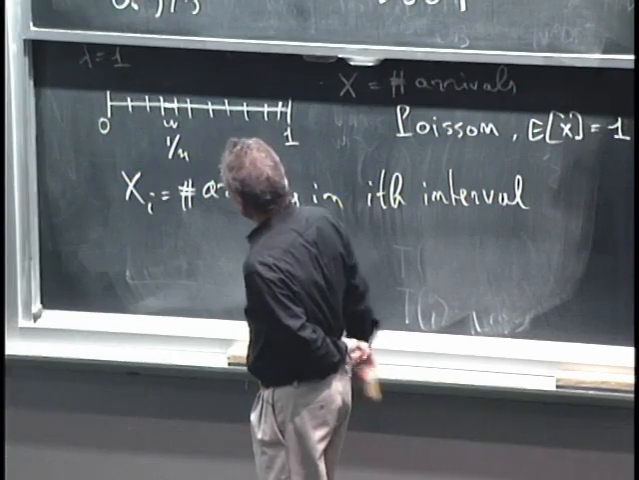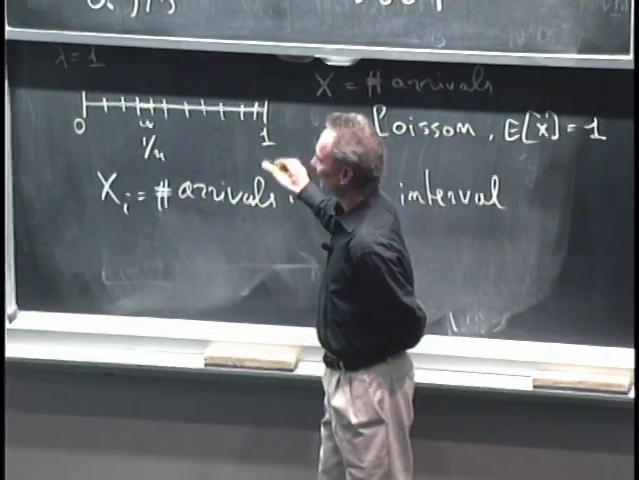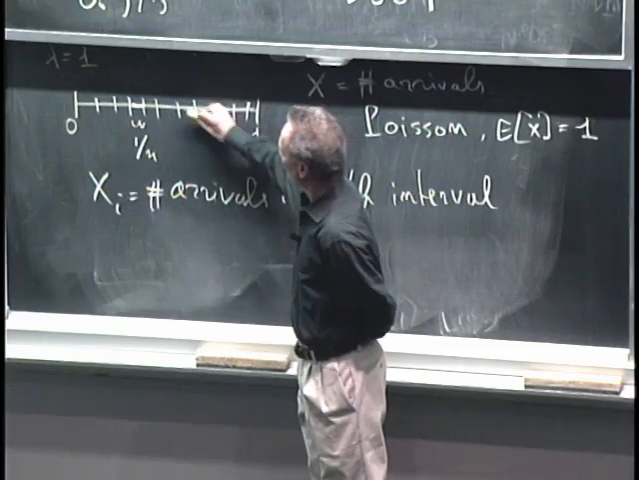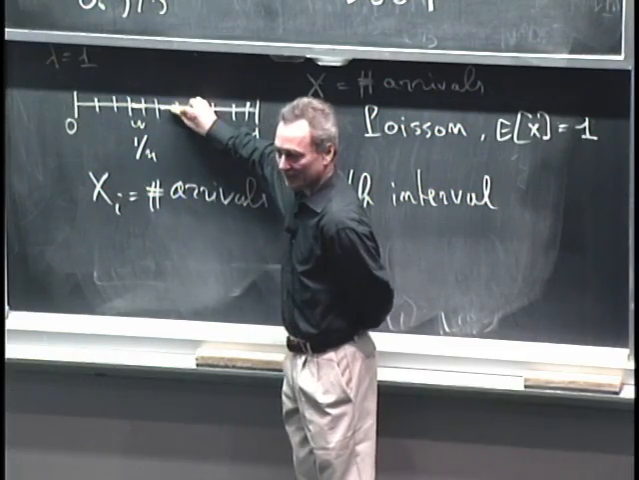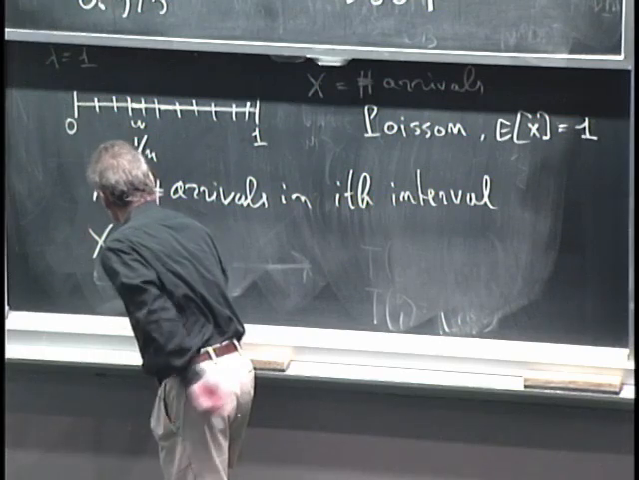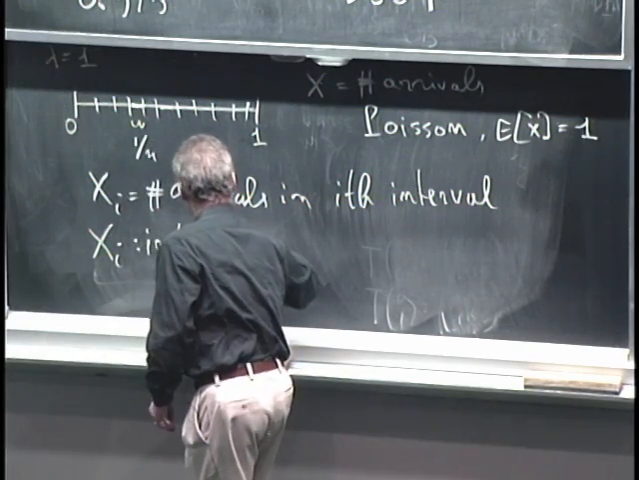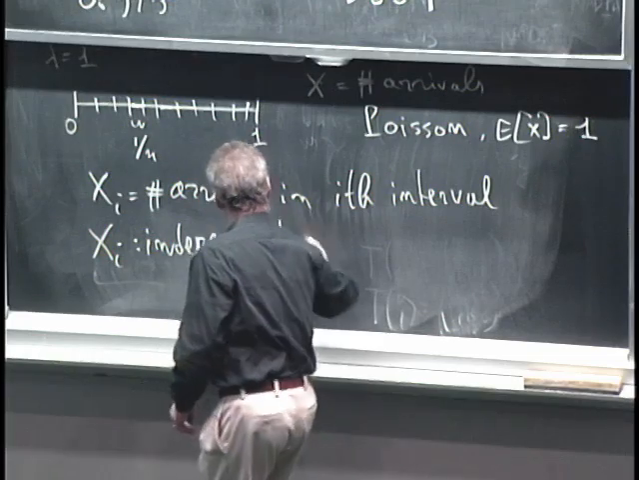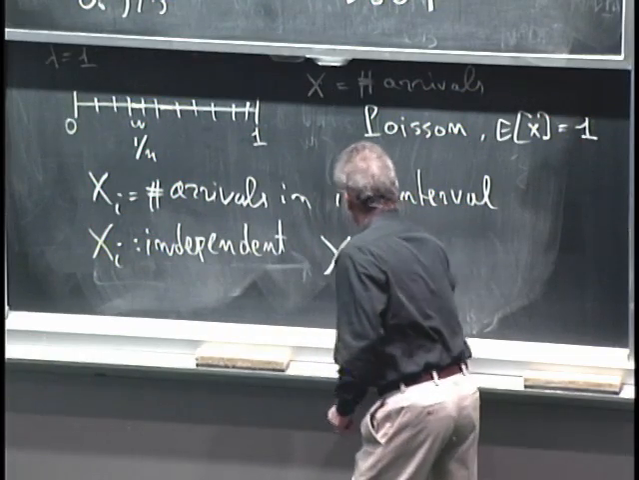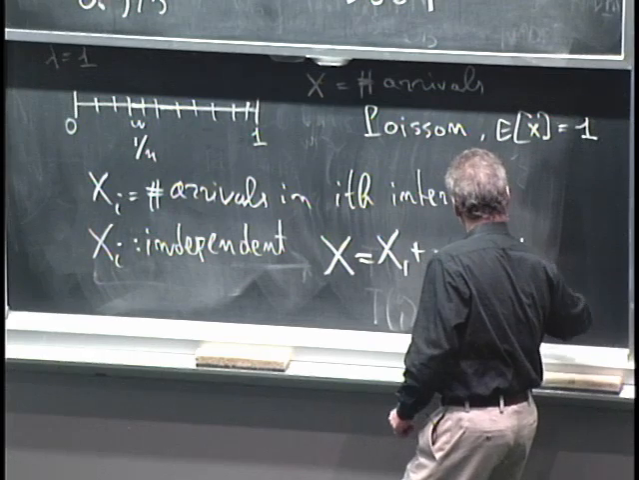I guess it doesn't matter whether we model them as Bernoulli or not. What matters is that the xi's are independent. Why are they independent? Because in a Poisson process, these disjoint intervals are independent of each other. So the xi's are independent. And they also have the same distribution. And we have that x, the total number of arrivals, is the sum of the xi's.